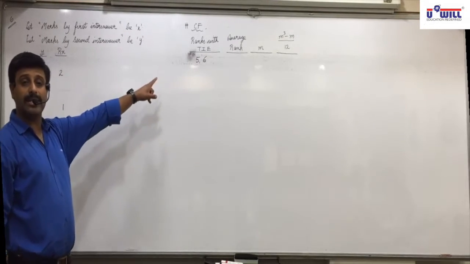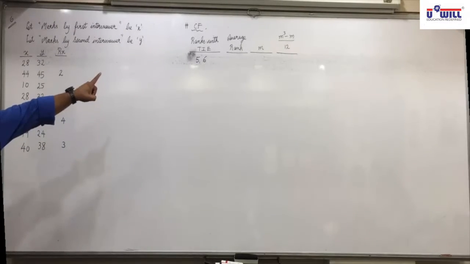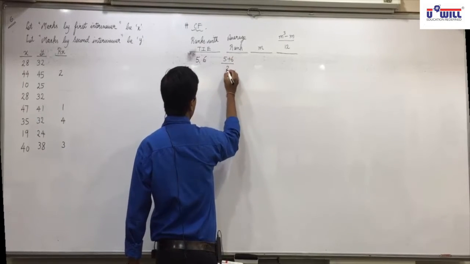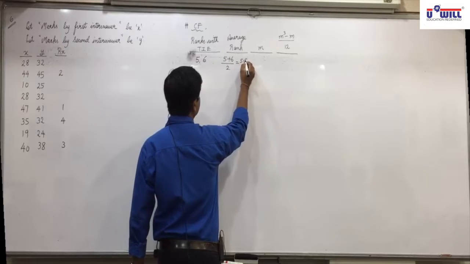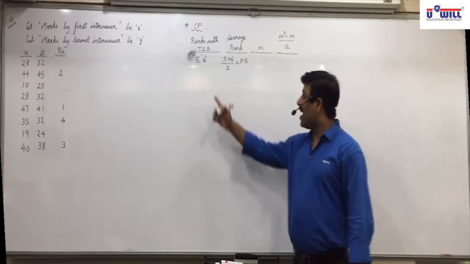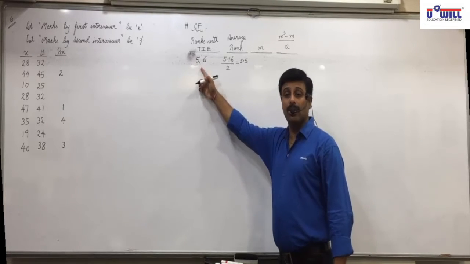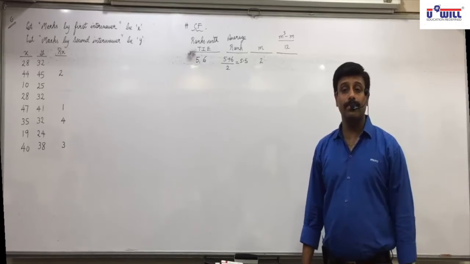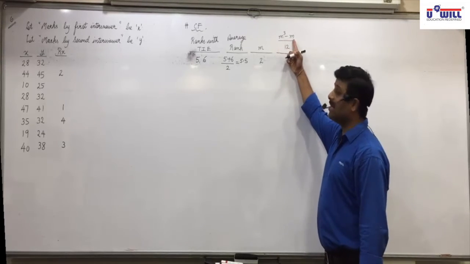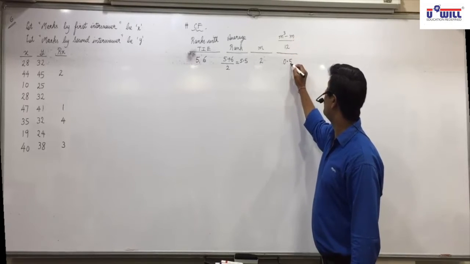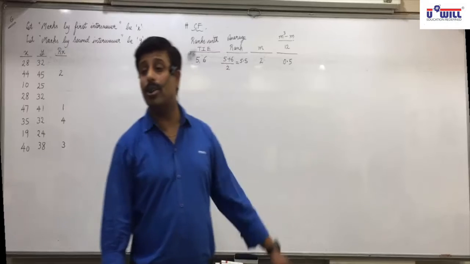Raise your hand who did not understand it. Because next question I'll ask you. All are clear with it? Yes. Average: 5 plus 6, 11 divided by 2, 5.5. 5 and 6 means how many observations? So m is 2. 2 cube? 8. 8 minus 2? 6. 6 divided by 12? 0.5. Raise your hand who did not understand this.